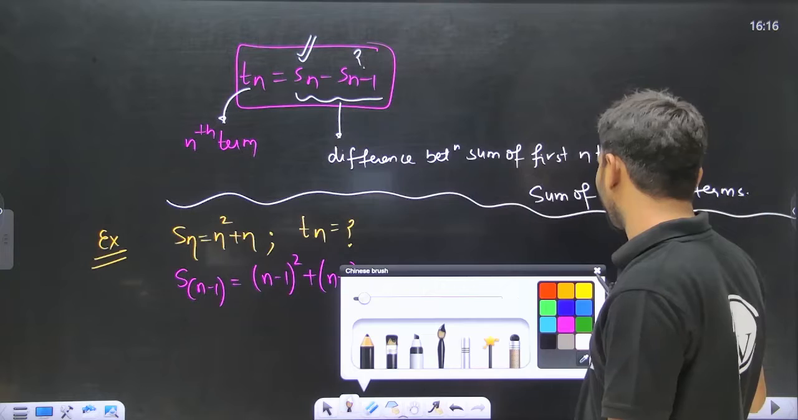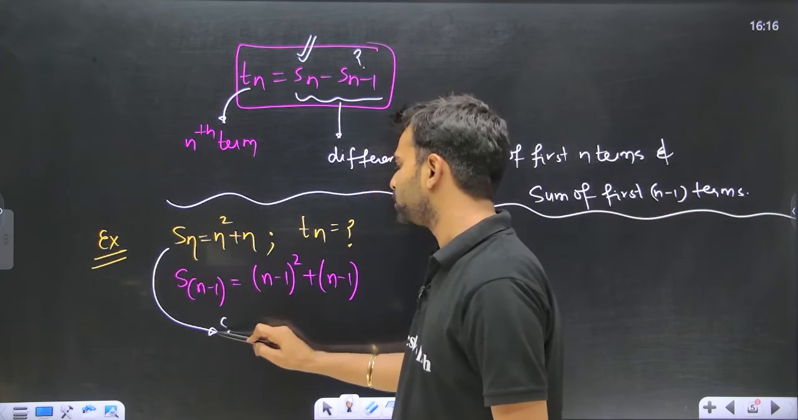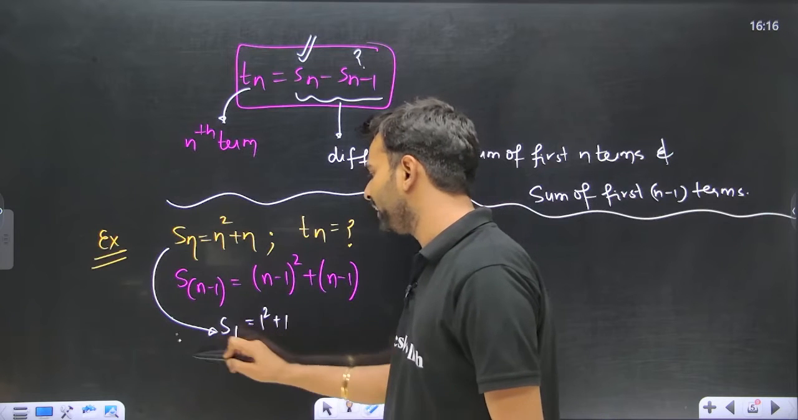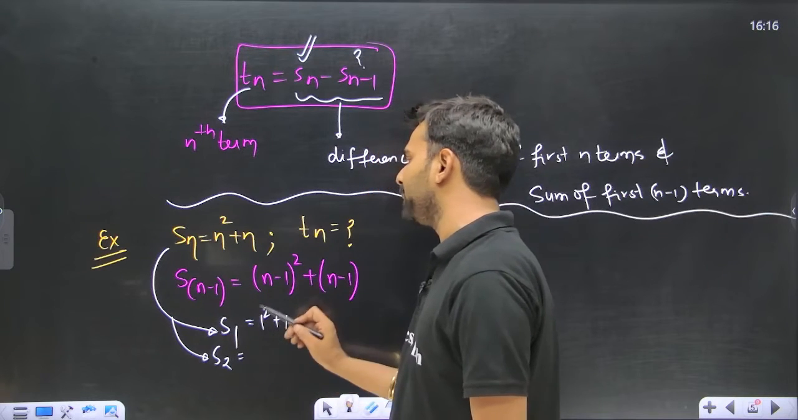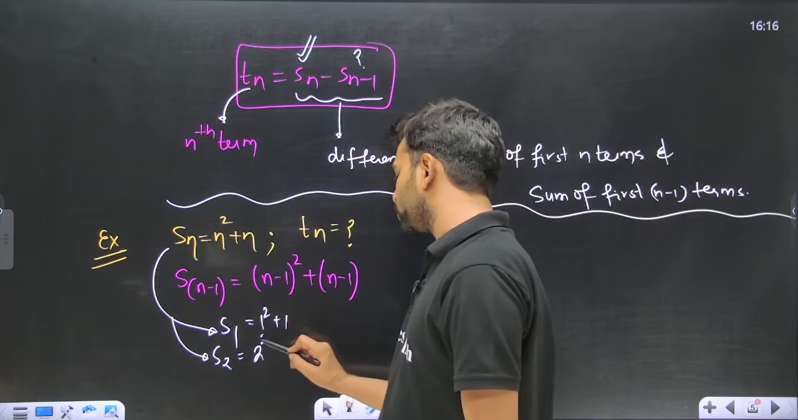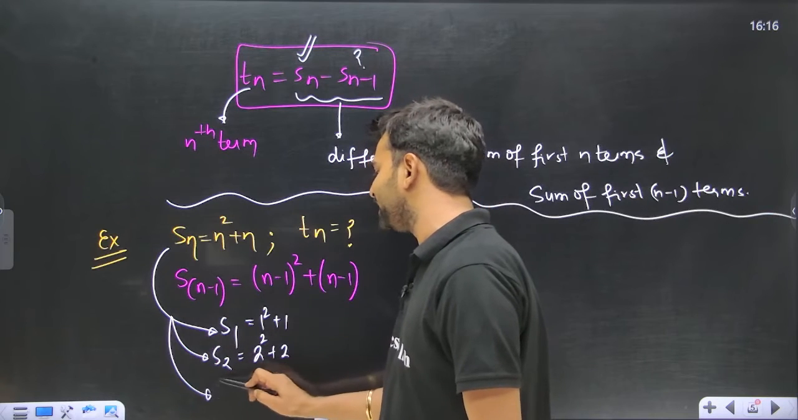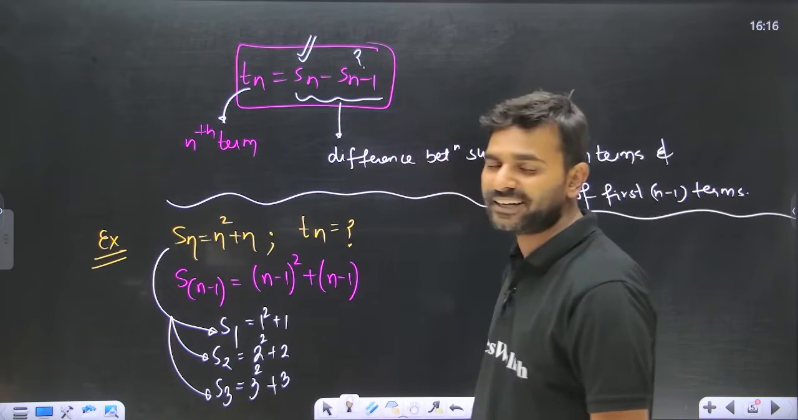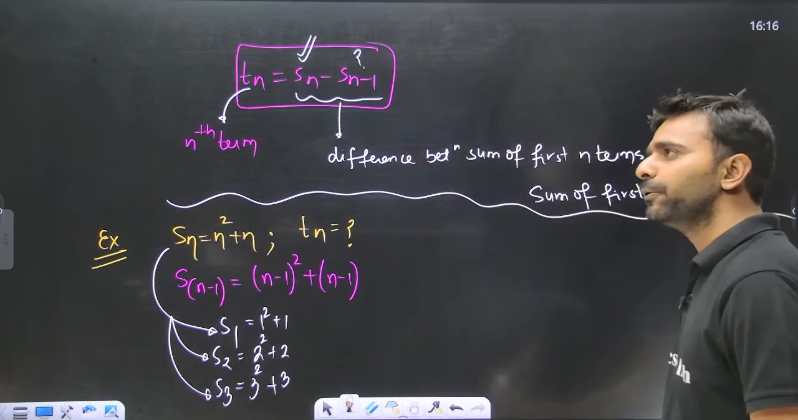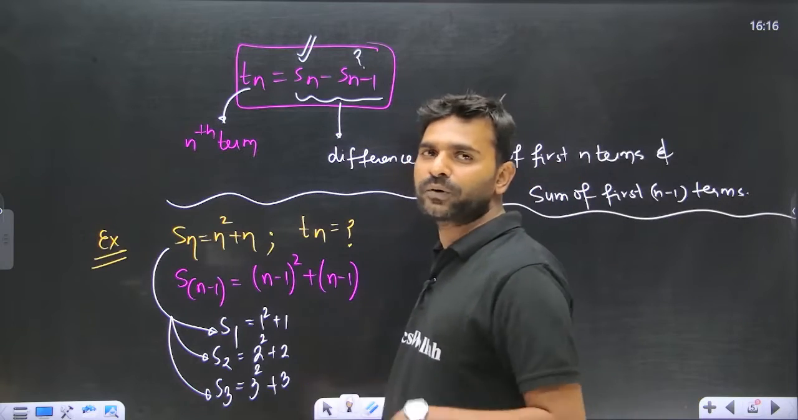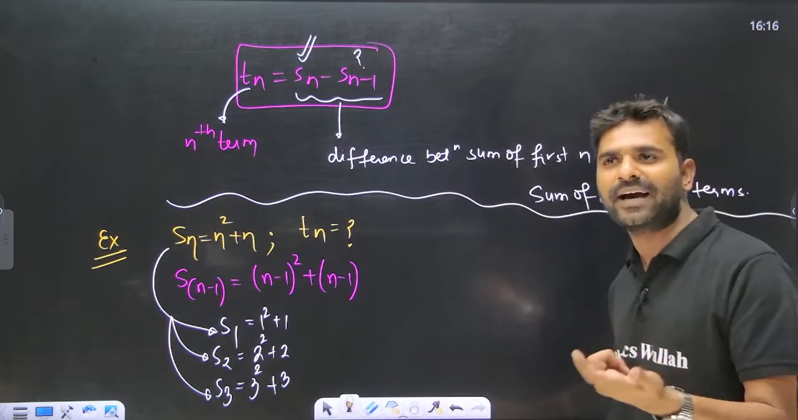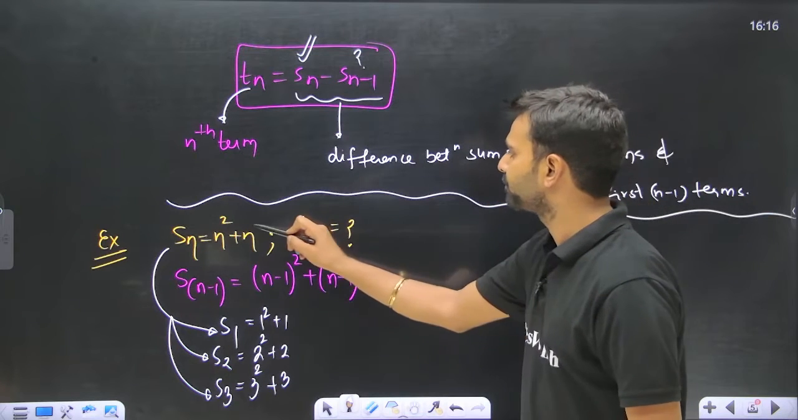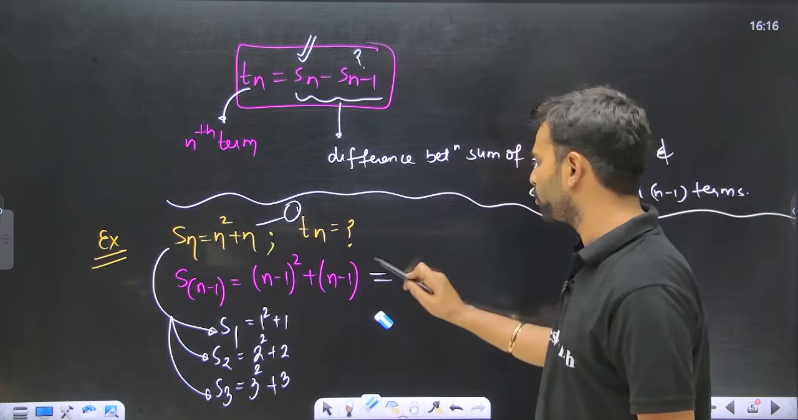Because if I need to find out S1, then S1 will be what? I simply need to put n is equal to 1, that is 1 square plus 1. If I want to find out, let's say S2, then S2 is nothing but simply put n is equal to 2 over here, so 2 square plus 2. If I want to find out, let's say S3 over here, then we simply put n is equal to 3 over here. So that's what I am saying, that if Sn is given to you, then you can comfortably find out Sn minus 1 from there by simply putting n as n minus 1. So the moment you have this thing, you can find out Tn quite comfortably, yes or no everyone.